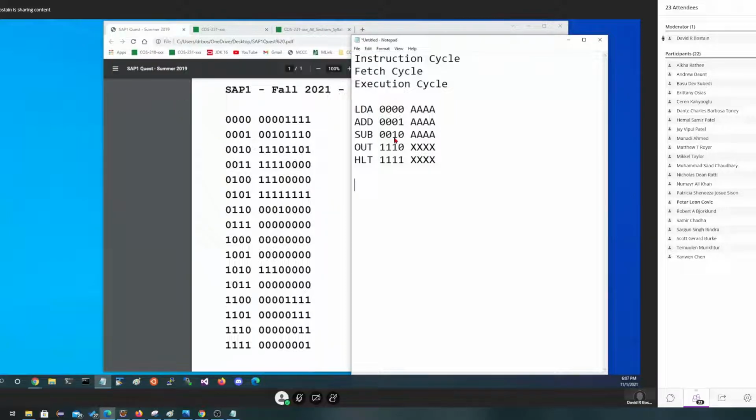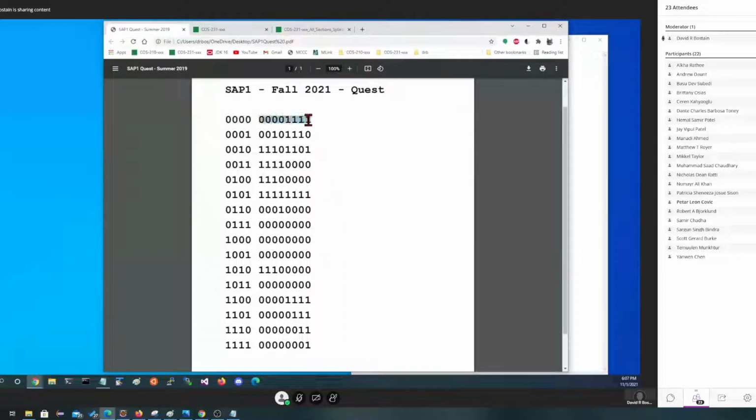Now, on the quest, I've given you a memory dump of what's in memory. On the left-hand side are the addresses of the bytes. There's 16 bytes of memory in the SAP 1, and each byte is represented by the data at that address. So, for example, at address 0, we have the number 15. At address 1, we have that value. At address 2, we have this value. Address 3, address 4, all the way down at the end here, we have 14 and 15, which would be the 16th byte. So let's go through and decode what's in memory at this point.